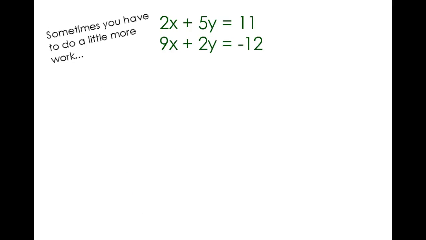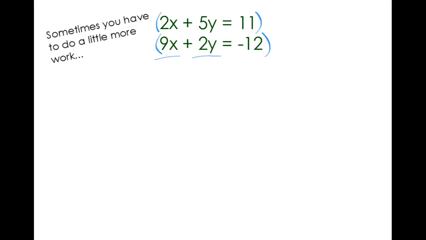All right, we have one more example to do together as a class, and it's one notch harder. It's because I can't easily make a 2 become a 9. I can't easily make this 2 become a 5. So I have to do more than just multiply one of them. In that case, you have to multiply both of them. Now I have a choice. I could make both become something here, or both become something here.